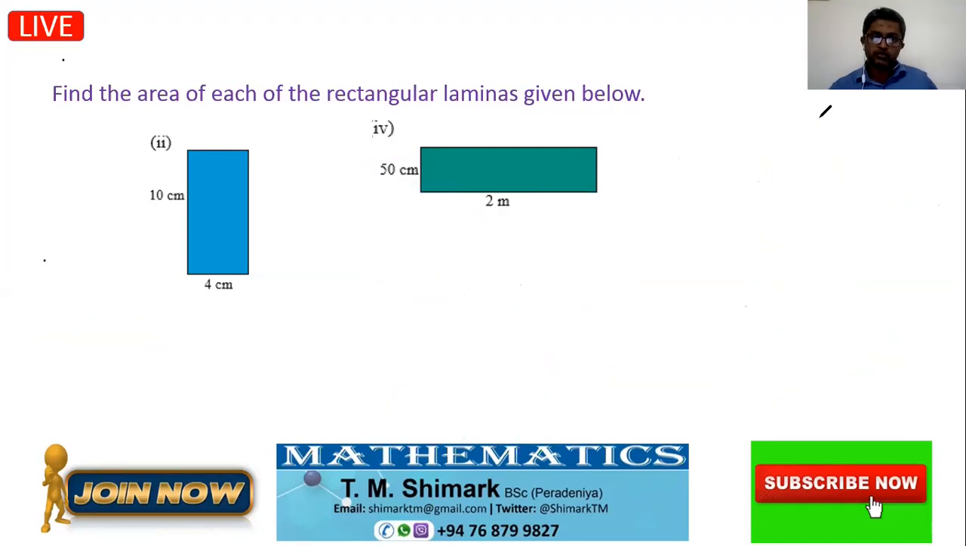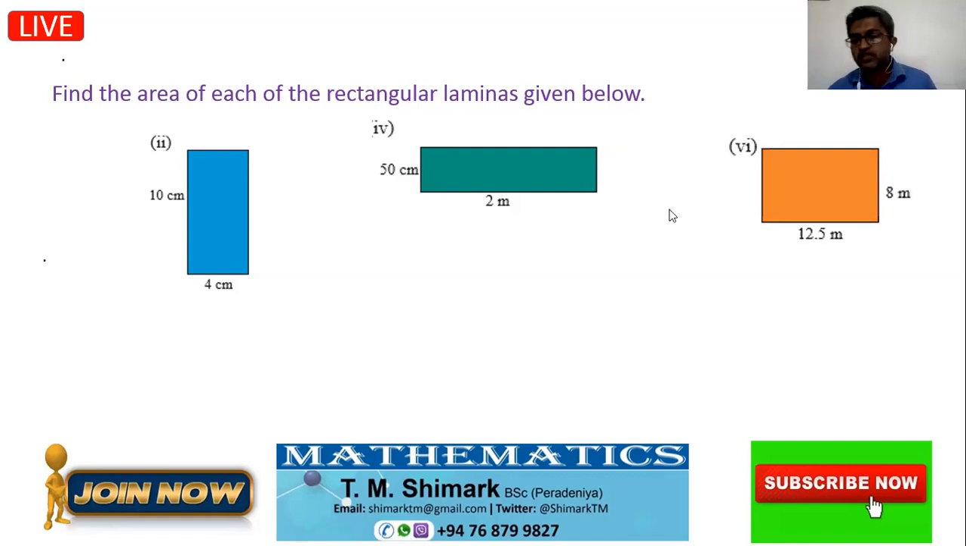We'll go to the next question. Can we find the area of this? 100 centimeters squared is wrong. 100 meters squared will be the correct answer. You multiply and check, because meters squared will be there.